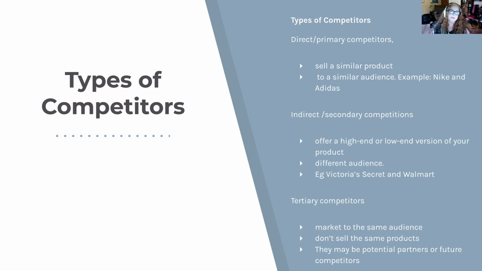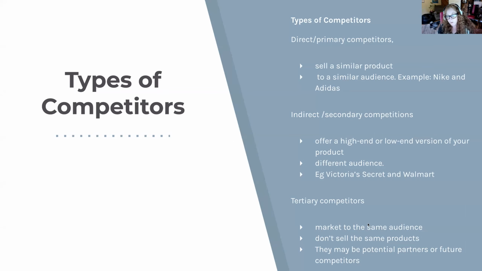So there are different versions of what your business does. For instance, if I'm a car mechanic, they might be an engine recreator. Yes, I know that's a very novice way to say it, but indirect or secondary competitors are competitors that are in your bubble, but they offer slightly different things, higher or lower end. Victoria's Secret and Walmart was my example here. And then you have tertiary competitors, which market to the same audience, but you don't sell the same products.